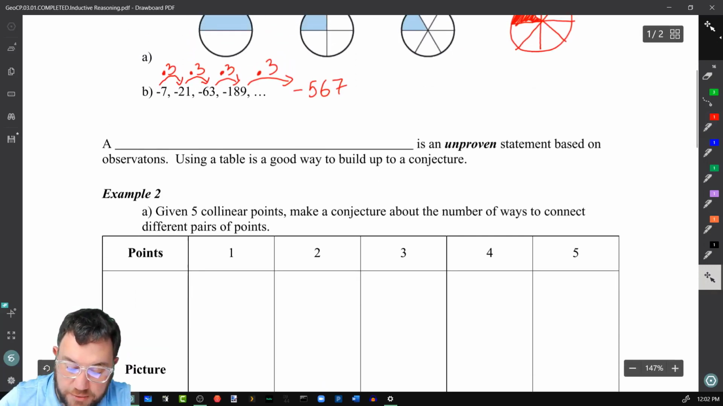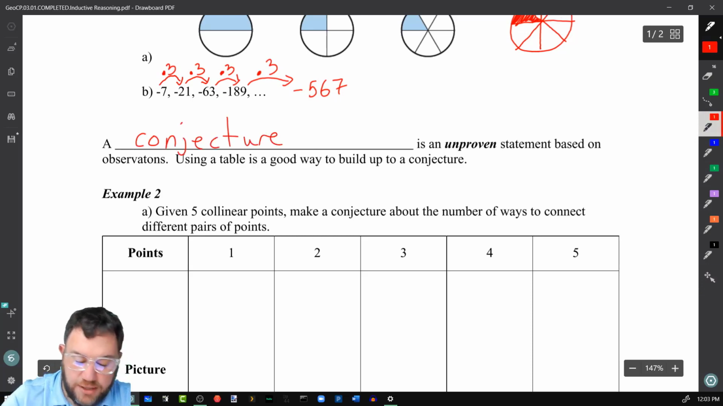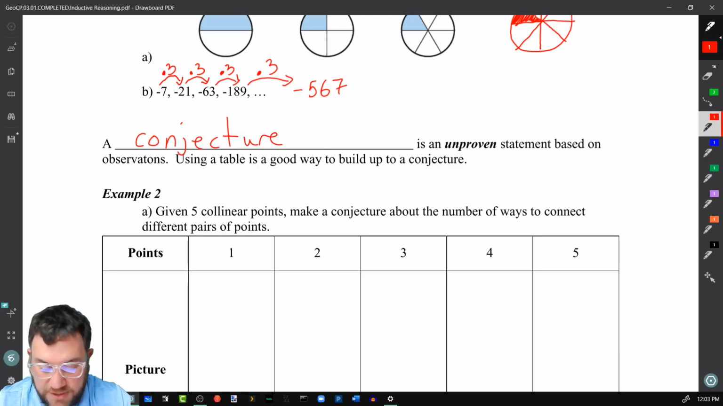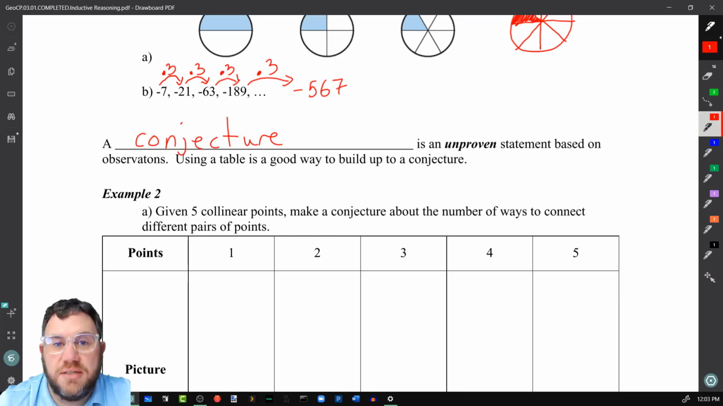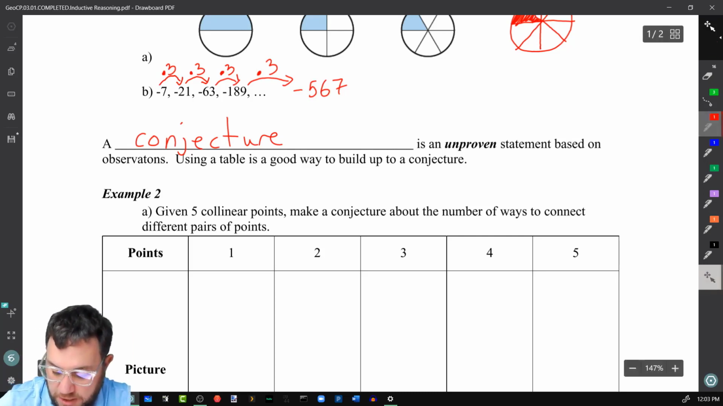And both of those in example 1 are examples of our conjectures. A conjecture is an unproven statement based on observations, and it's about what we think will happen. And one way to build a conjecture is to set up a table so that we can try to see the number patterns that are going on.